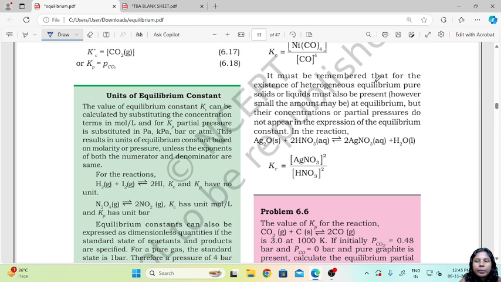So it must be remembered that for the existence of heterogeneous equilibrium, pure solids or liquids must be present at equilibrium, but their concentrations or partial pressures do not appear in the expressions of the equilibrium constants.